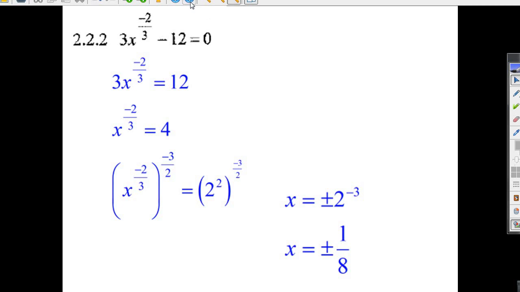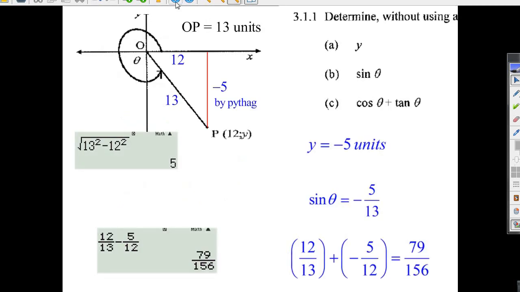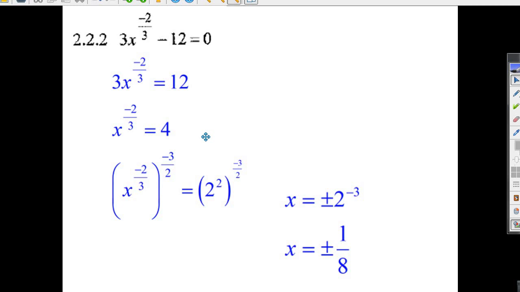That's how it works. I think, yeah, we'll leave it there and we'll do the trigonometry in a separate spot.